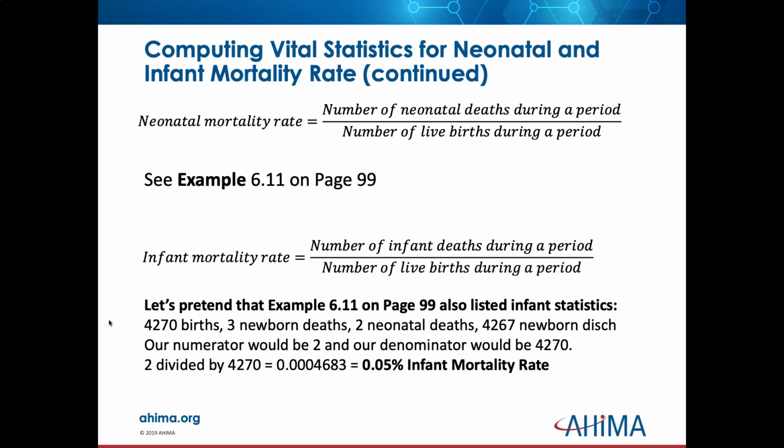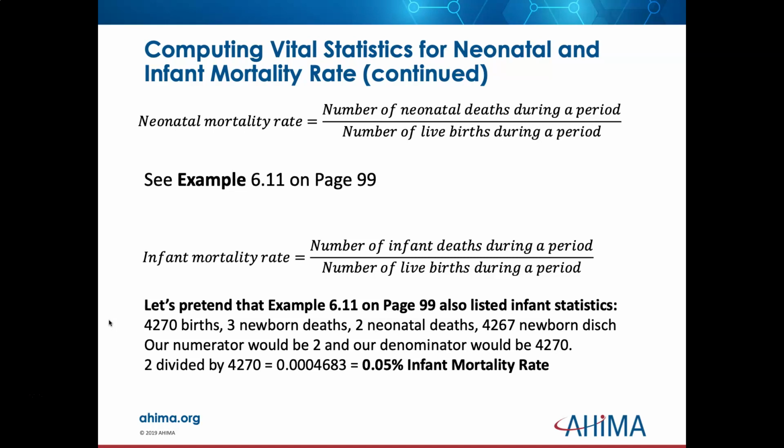Neonatal mortality rate, the formula for that is up here, as well as on page 99 in your book. This time you want to look at example 6.11 for neonatal mortality rate, different than newborn mortality rate. And then moving on to infant mortality rate, this is also in your book. I want to use example 6.11 on page 99.